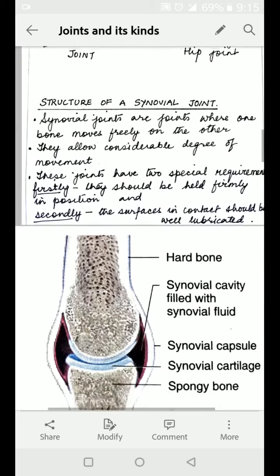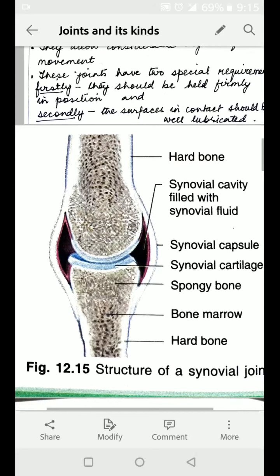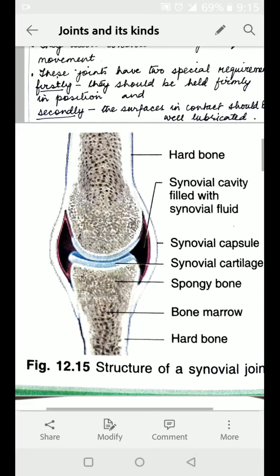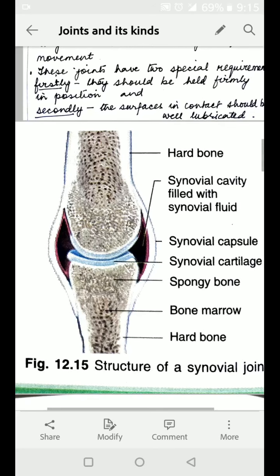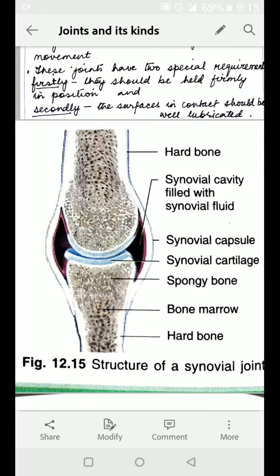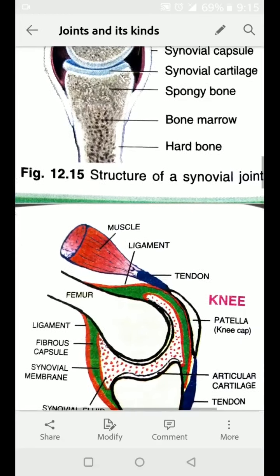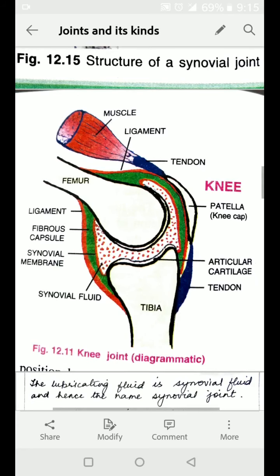Now this figure shows you how 2 bones are in contact with each other, and there is a synovial cavity which is filled with synovial fluid, which is the lubricating fluid, and it prevents friction. Here you can see a diagrammatic representation of the synovial joint of the knee joint, which, as I said, is a very good example of synovial joints.